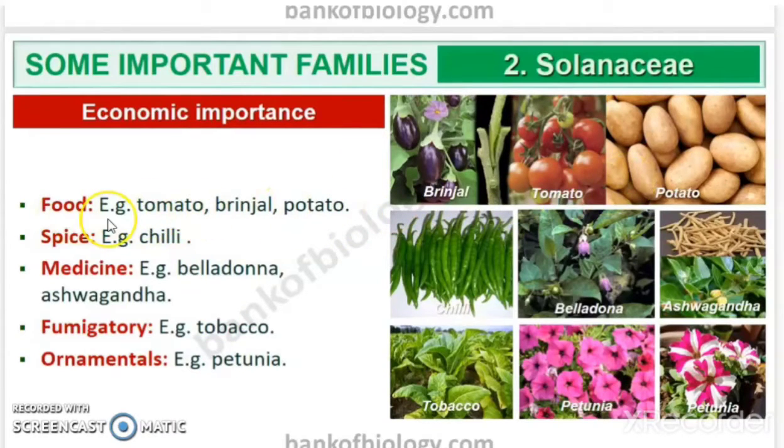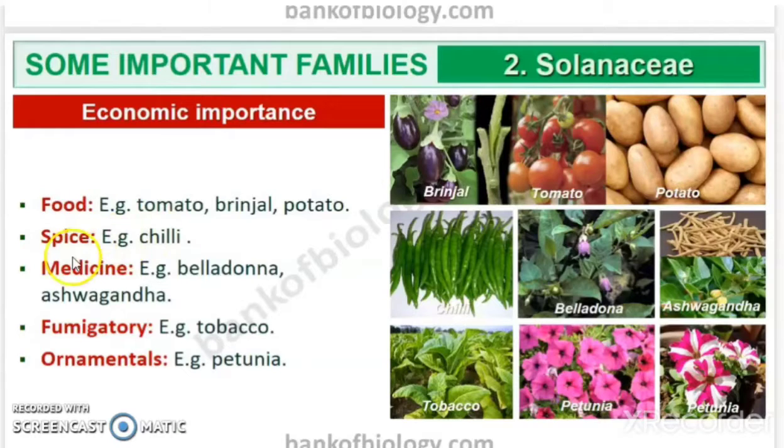So most of the plants of this family are a source of food. Examples are tomato, brinjal and potato. Children, if you have a tomato plant in your home, you can go near the plant, observe the different parts we have talked about, see the flower and see whether it has the other parts which we have discussed here, and go through the stem and leaf portion, everything.